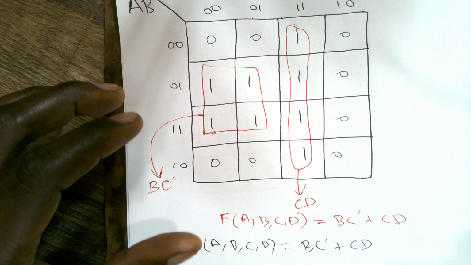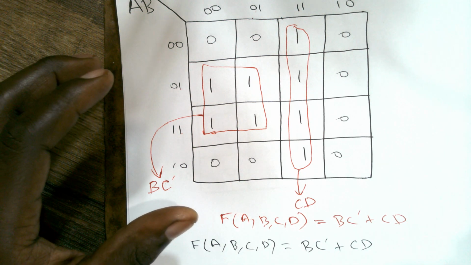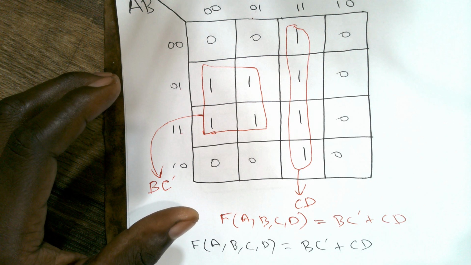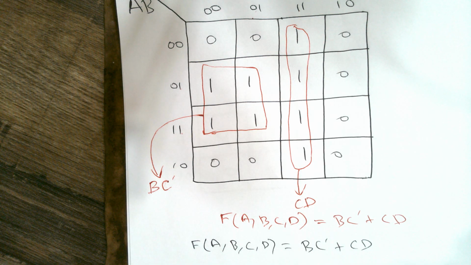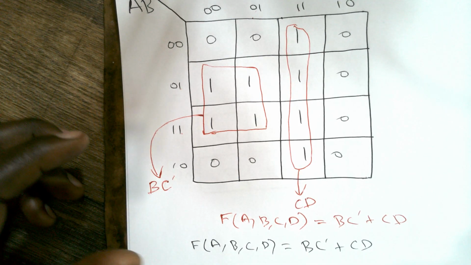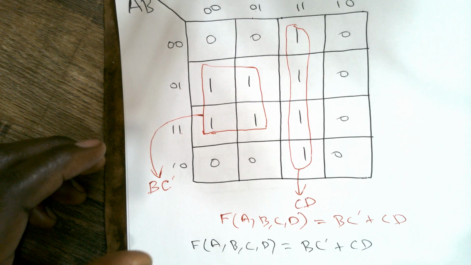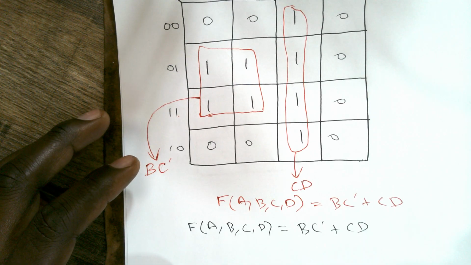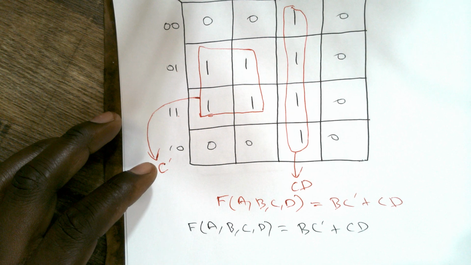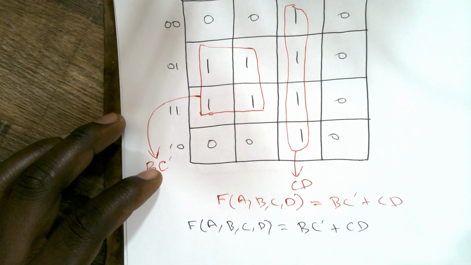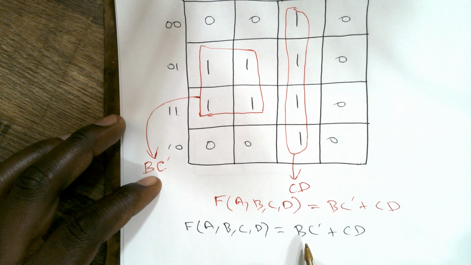This is not resulting in a hazard-free circuit. A lot of hazards still exist in this circuit, and we need to discover what hazards exist and then rectify the problem. Just a reminder, the minimum SOP for F(A,B,C,D) is equal to BC' + CD.